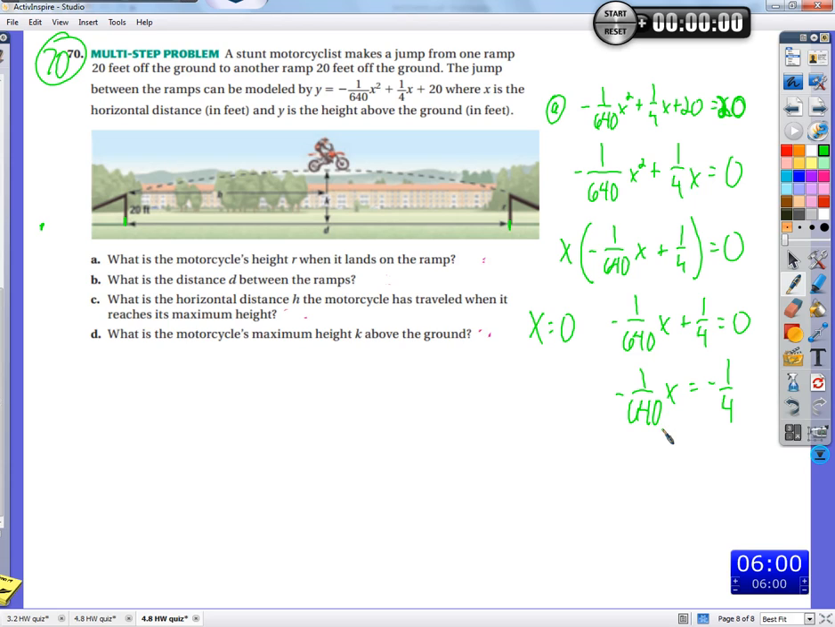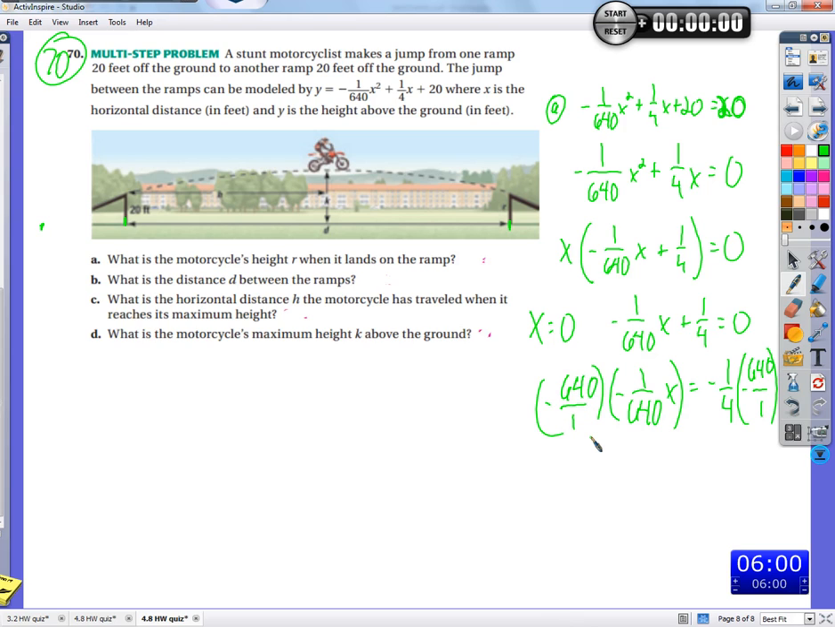Then you have to do the other side too. So you're saying multiply by negative 4 over 1? Yes. You want to do the reciprocal of 1/640 so that you get x by itself. Okay, we want x by itself, and that will do that.